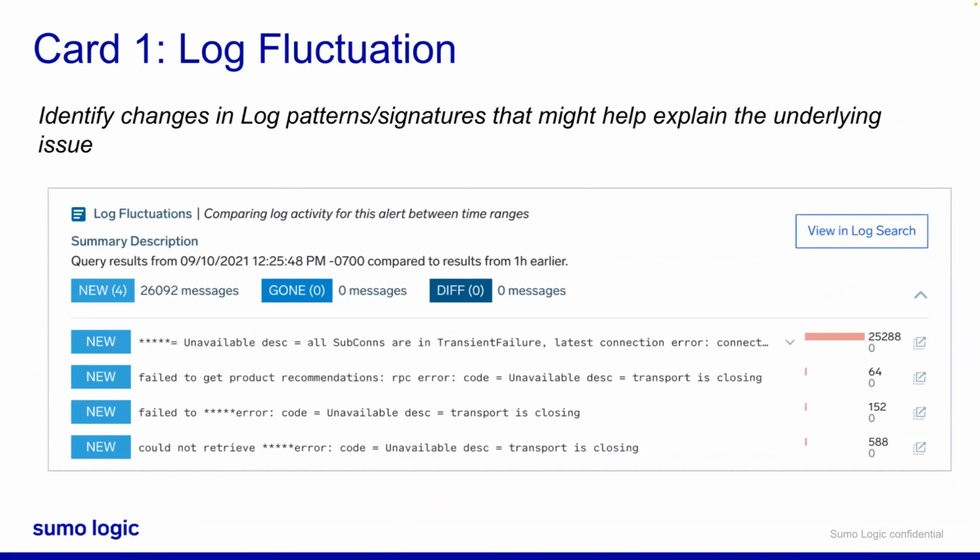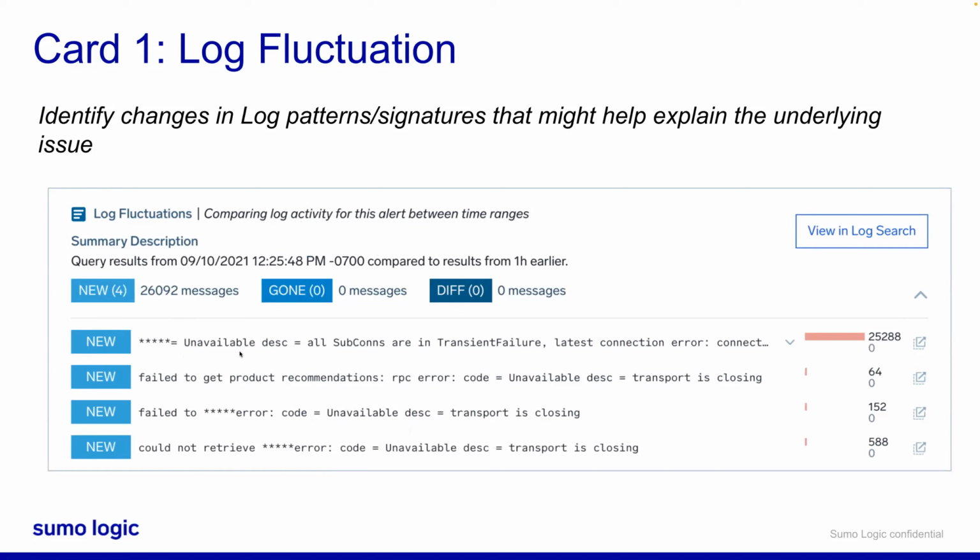The first card is what we call the log fluctuations card. What this card does is identify changes in log patterns and signatures that might help explain the underlying issue, right? Patterns, for example, could be error patterns, exception patterns, timeouts. So you can see in this example, in this card, we have found 4 different interesting patterns, all somewhat related to some error or failure. And what this card is telling me is that all of these patterns are net new.